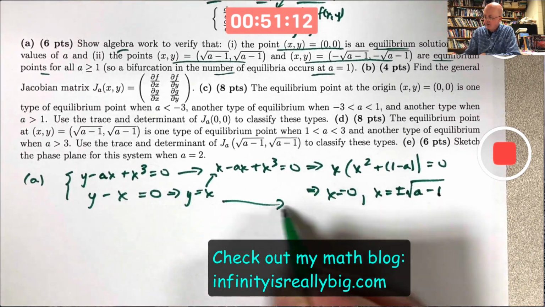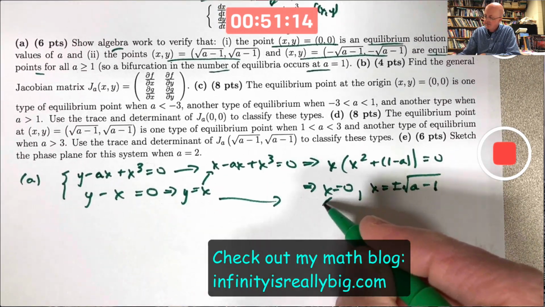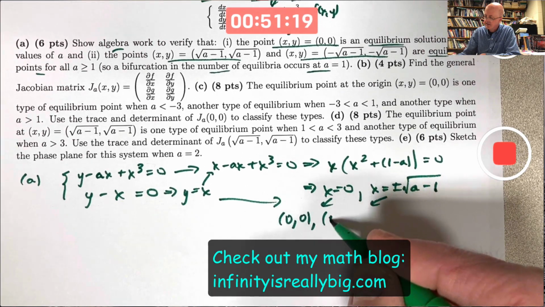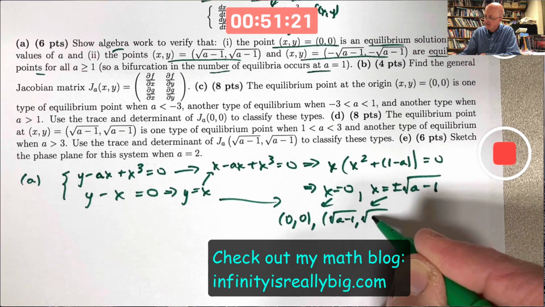Using the fact that y equals x at equilibrium points gives 3 equilibrium points. When x is 0, y must be 0. When x is square root of a minus 1, y must be square root of a minus 1.